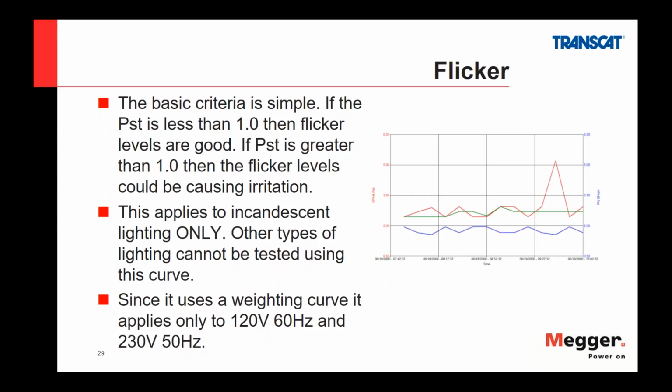So the basic criteria is simple. If the PST is less than 1.0, the flicker levels are good. If it's greater than 1.0, it could be causing irritation. So in short, if the PST does not exceed 1.0, then the amount of light flicker from the incandescent lamp should not be perceivable. The same would be true for PLT, or long-term flicker, at values below 0.8.